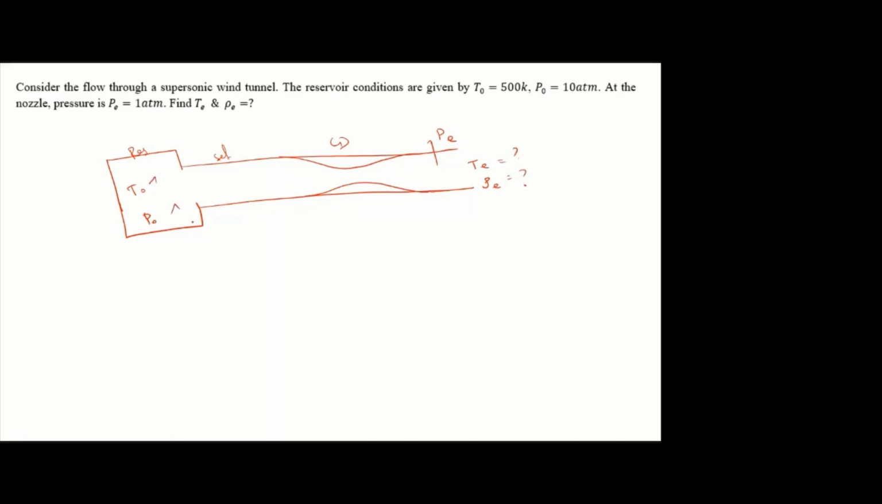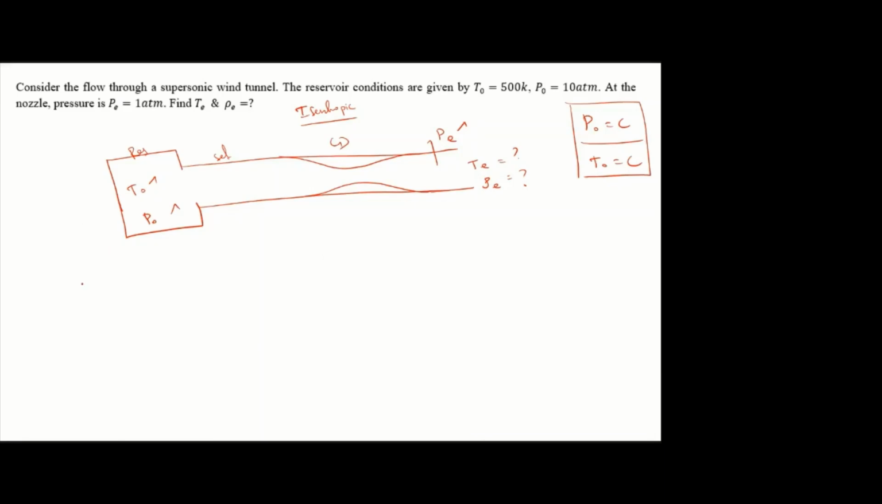So T naught, P naught is known, P is known, and the condition is isentropic. What is the condition for isentropic? P naught is constant, T naught is constant. Both are constant throughout the duct, throughout the process. Now tell me how to find the temperature and density at the exit. The same formulas as before, sir. Tell the formula, please.